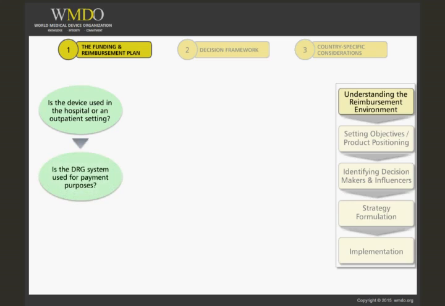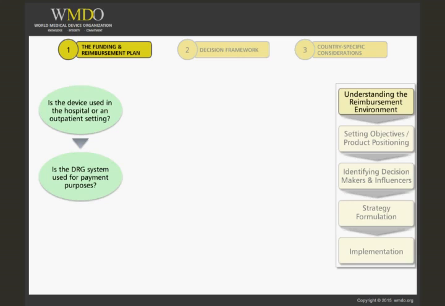Is the DRG system used for payment purposes? Not all DRG systems are currently used for prospective payment activities. For example, in Spain, DRGs have been available for a number of years and used for budgeting and planning purposes, but not used for payment. However, many European countries have or are about to adapt their DRG systems for payment purposes. So as we go forward, this clearly will become more important.